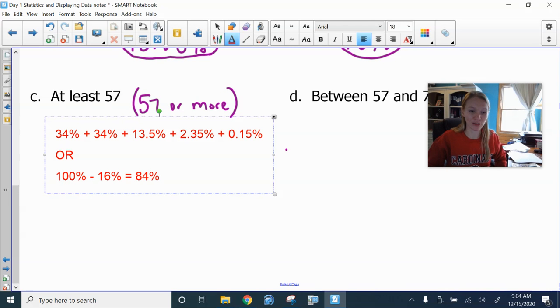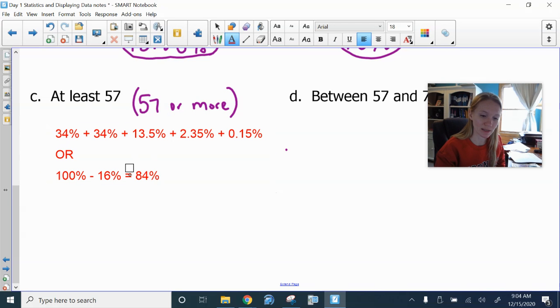And if we weren't sure, we could double check. 34 plus 34 is 68. Plus 13.5 would be 81.5. Plus 2.35 would be 83.85. Plus the 0.15 would be 84%. So it's different ways of doing the same piece of information.